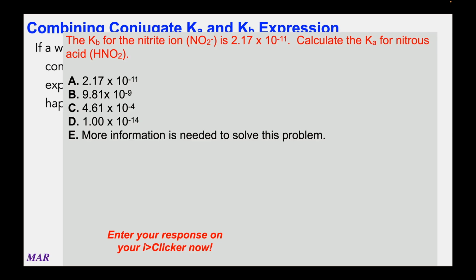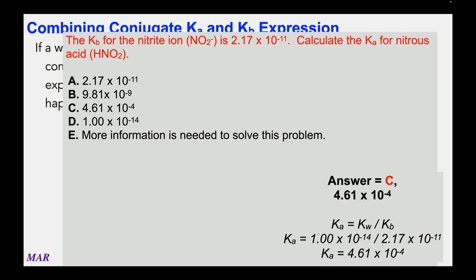So in this case, since we have Kb and we want to find Ka, let's use Kw equals Ka times Kb and solve for Ka. So if you do that, sure enough, 10 to the minus 14 divided by the Kb, 2.17 times 10 to the minus 11th, the overall value here comes out to be C, 4.61 times 10 to the minus 4. That's the value of Ka for nitrous acid.